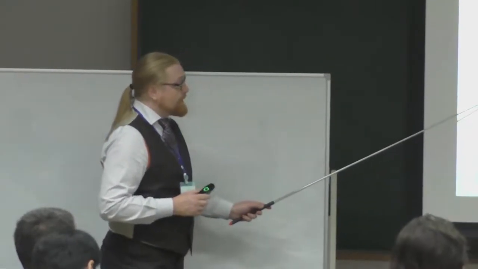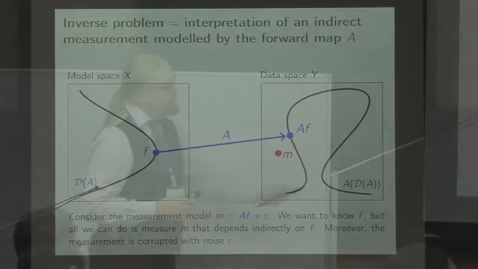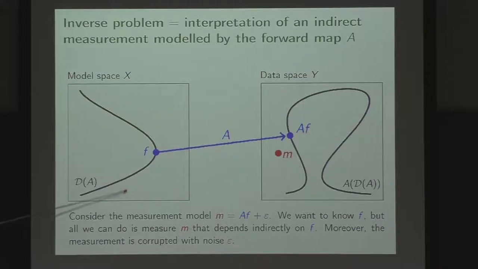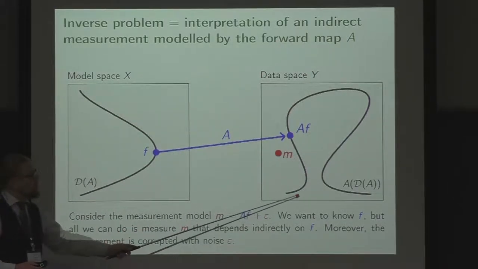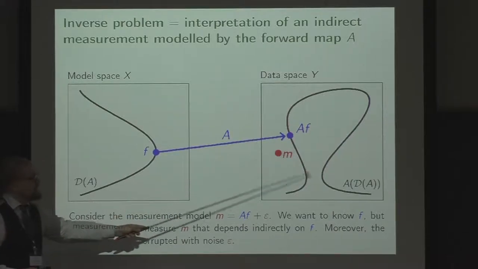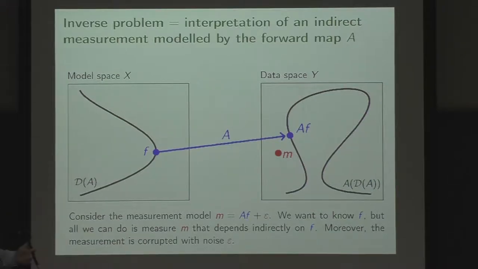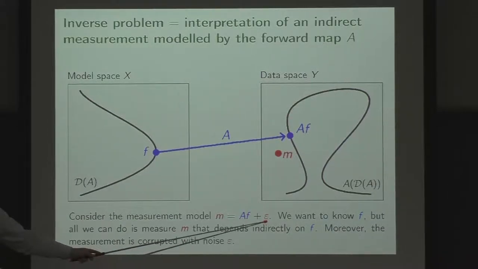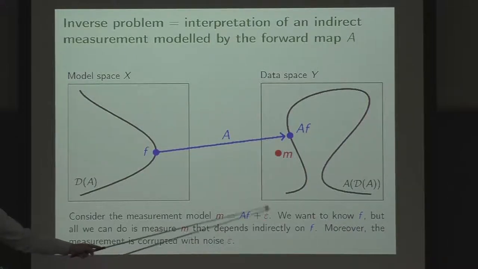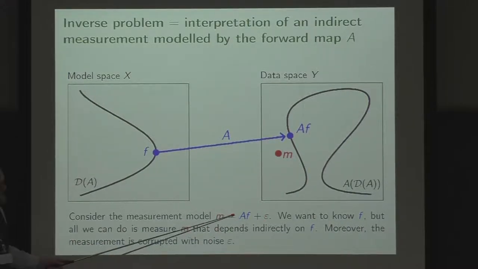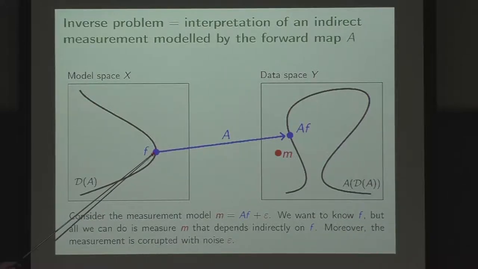And now, often, we also specify some domain for the forward map. It may be the whole space, like in a linear case. And then there's also the range of the forward map, which I drew in this form. It may be a proper subset of the data space. So then we have our measurement model, M equals AF plus noise.